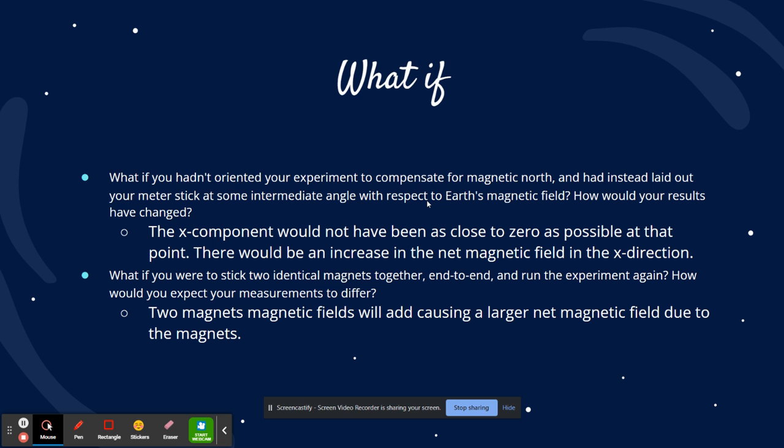If we hadn't oriented our experiment to be in line with magnetic north, then the x component would not be as close to zero as possible. And there would be external magnetic fields in the x component, resulting in the magnitude of the x component being larger and not getting an accurate reading.